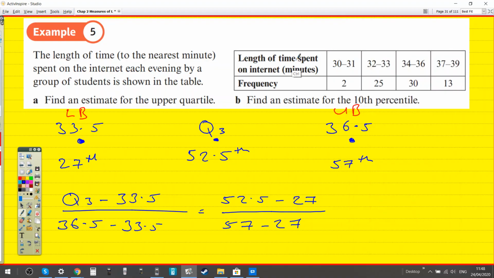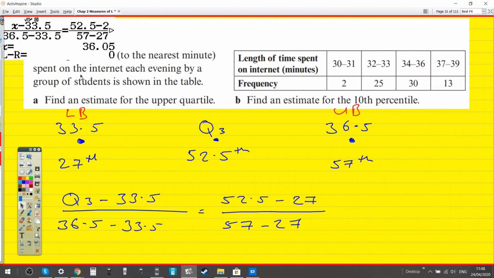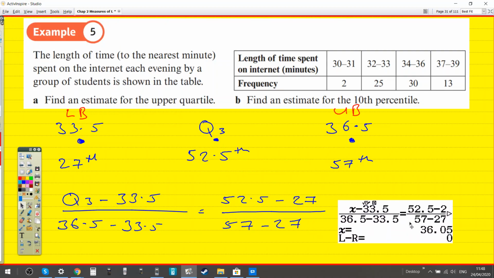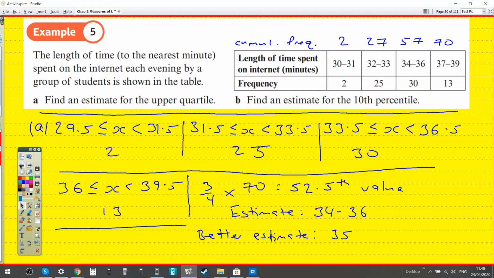Yeah, I'll be closer. You got 36.05. Yeah. And so let's just go back a second. Our first estimate is basically 3/4 of the 70 people. It's the person 3/4 of the way along, and it's the 52.5th person. So our estimate is 34 to 36. Our better estimate is 35.